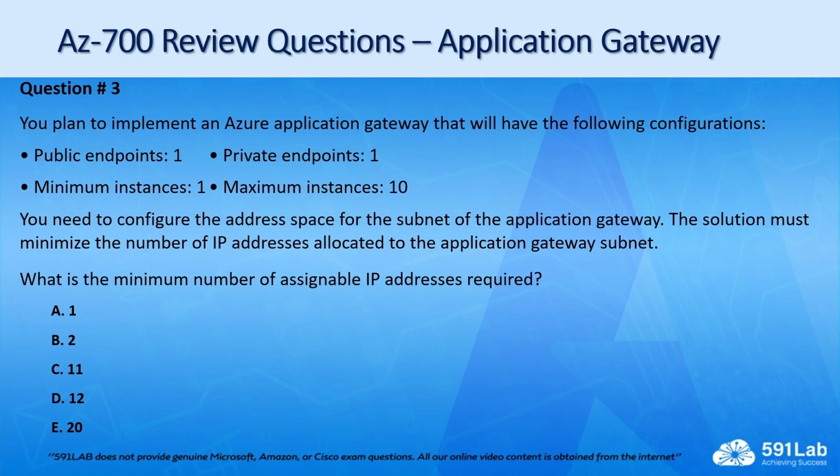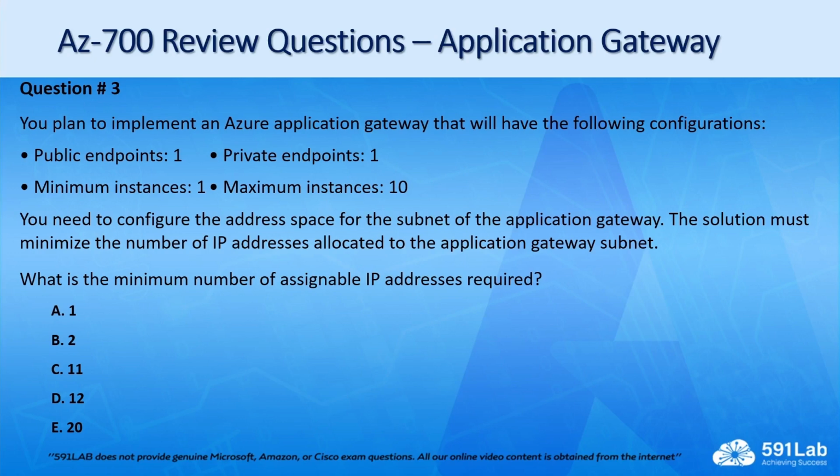You need to read the question one more time. Read the second part of the question. It says you need to configure the address space for the subnet of the application gateway. So here we need to understand we are talking about the subnet. And if you look at the above options, then out of 12 IP addresses, we have one public endpoint, which means that public endpoint is going to use a public IP address. And a public IP address cannot be a part of a subnet. So basically, we are going to need one less IP, which is 11.